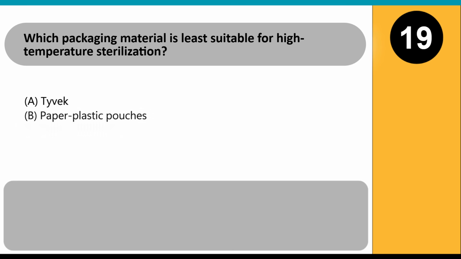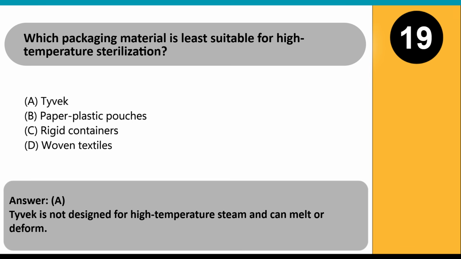Which packaging material is least suitable for high-temperature sterilization? A. Tyvek. B. Paper plastic pouches. C. Rigid containers. D. Woven textiles. Answer: A. Tyvek is not designed for high-temperature steam and can melt or deform.